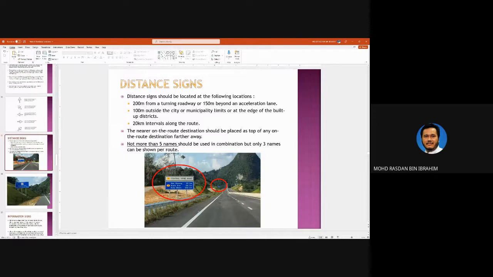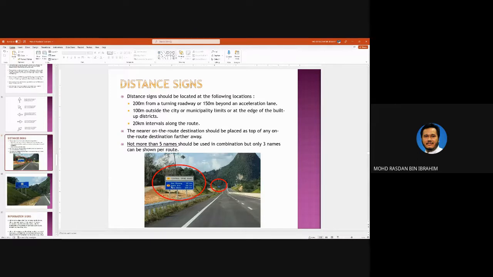Okay, and not more than 5 names should be used in combination, but only 3 names can be shown per route. 3 names per route. So this is one route and these 3 names. You can have another, let's say this road, route 34, is going to Musang, Kelakar, Kota Baru. And then let's say you have another road, D102, for example, going to different areas. Then you can have 2 more. So in total it is 3, another 2 for another route.